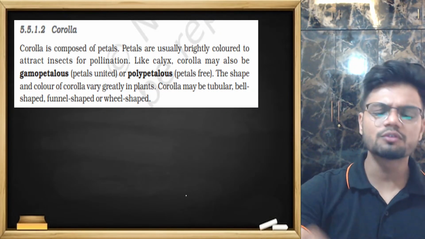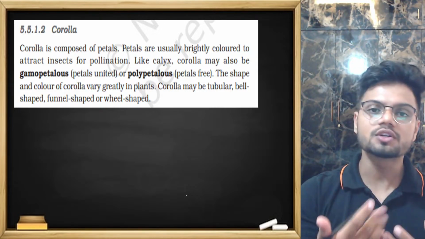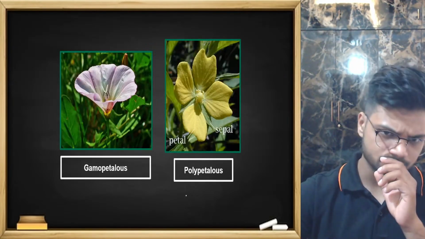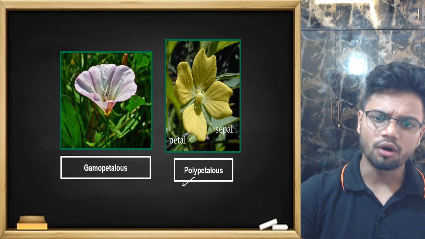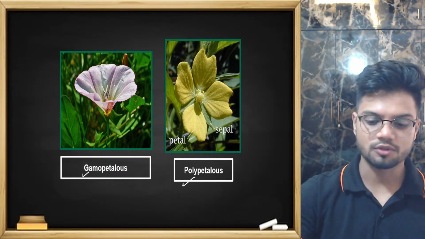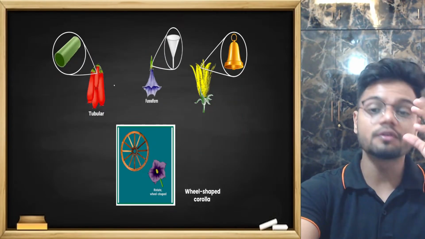Now, corolla. Same thing goes for corolla. What is corolla? The second whorl. What is it made up of? Petals. What is the function? Attracting pollinators. Here also we have polypetalous, where all the petals are free, and gamopetalous, where all the petals are fused. That's all.